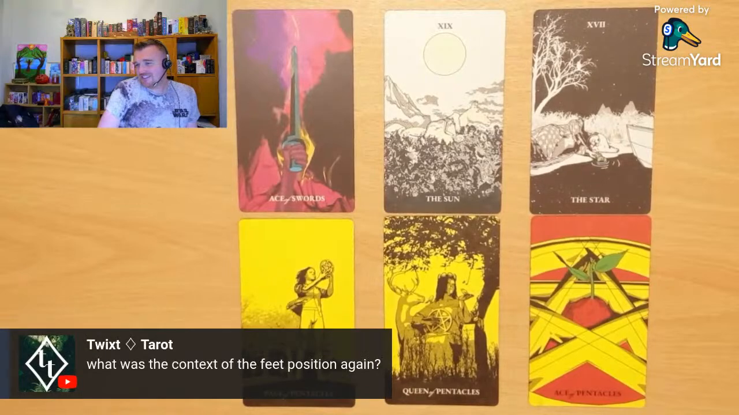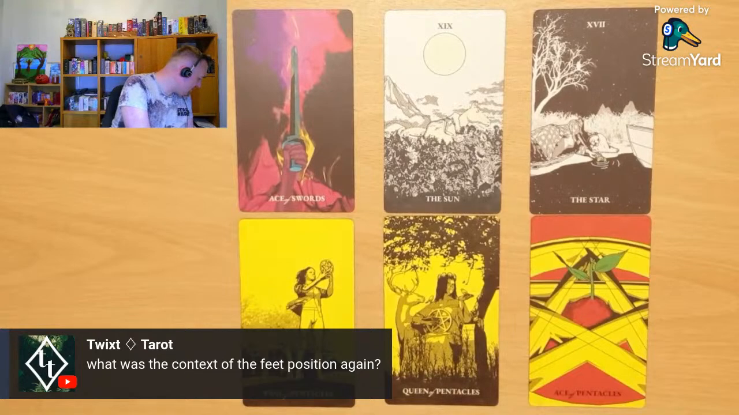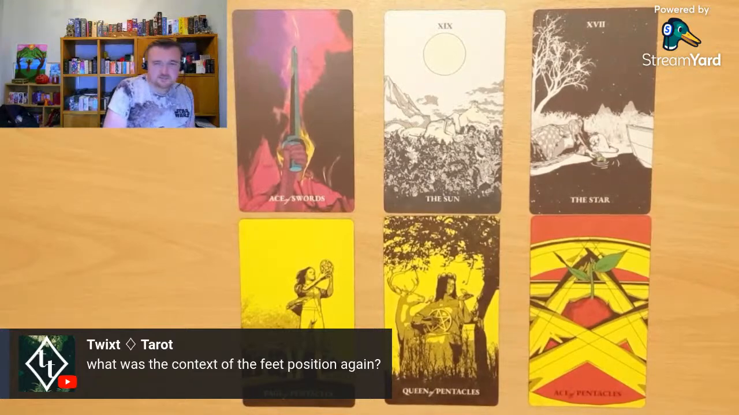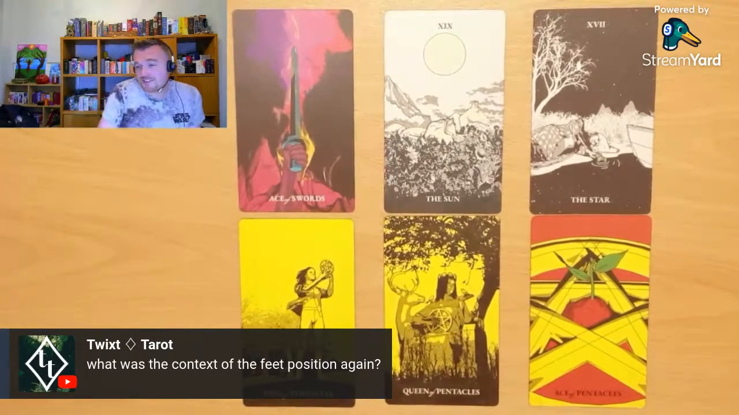What was the context of the feet position again? So the feet symbolises the journey that is undertaken in search of a person's goals. It also stands for how someone fulfills their experience. So essentially it's your life's journey, the path that you walk.